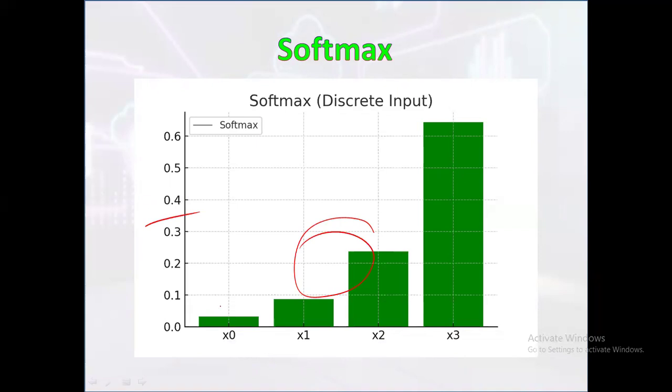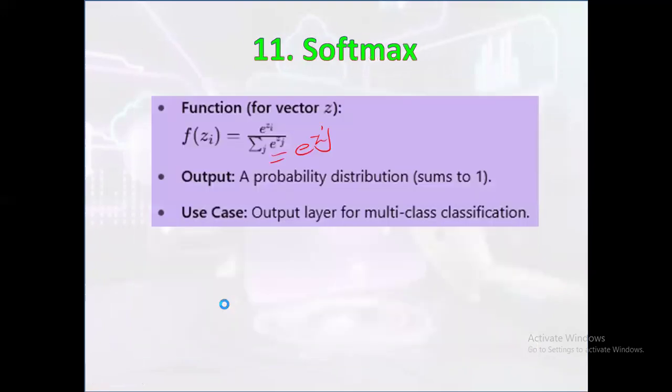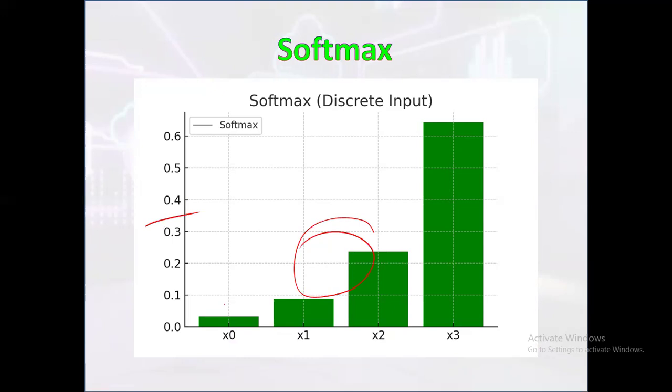This probabilistic interpretation is essential in classification tasks like image labeling, where we need a single best guess among multiple categories. And that is the softmax function.